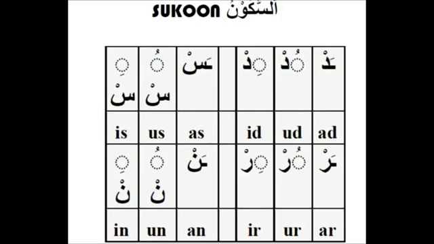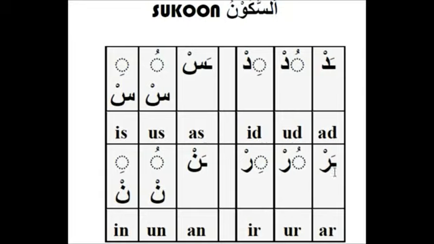So let's go through these examples. Here you see the dal with the sukun. What sound does it make? D. There's no movement. It's trapped. So you see the fatha here. Bring it together with the dal. The sound would be ad. Just the dal would be d. There's no movement. Not da or di or du, just d, the sound of the dal.